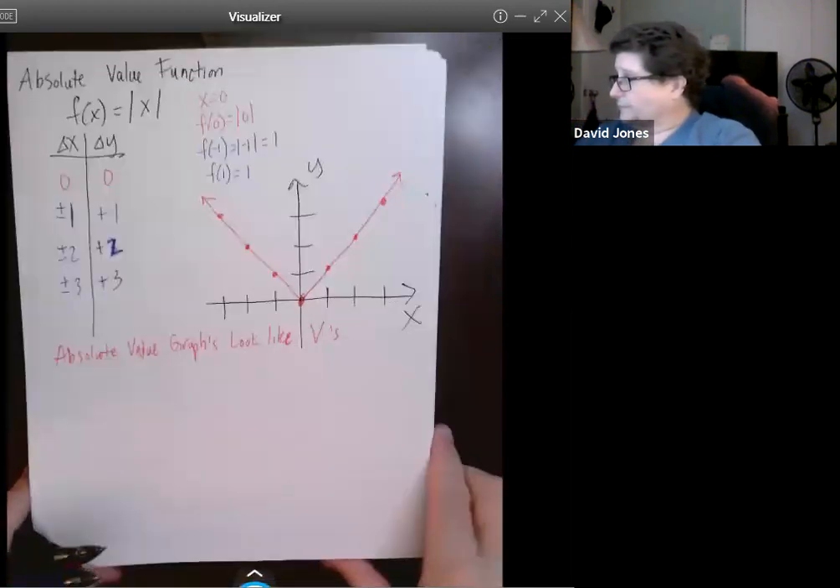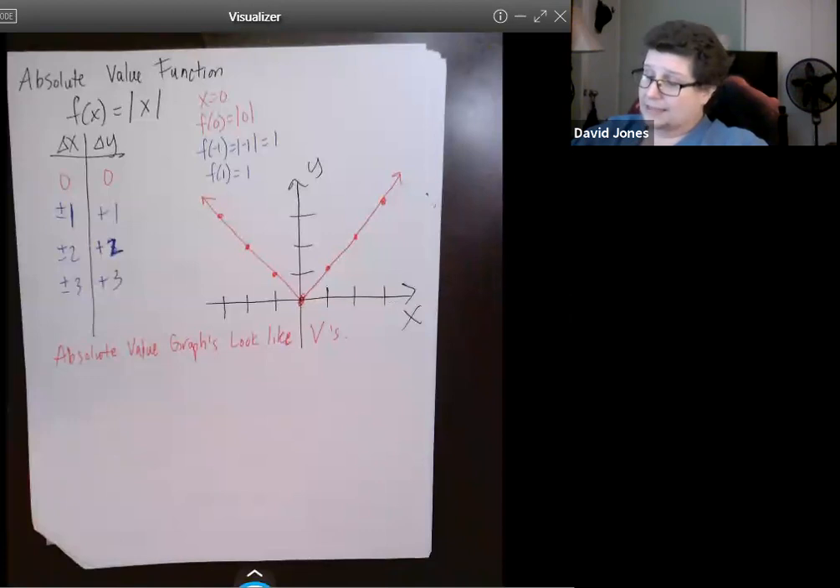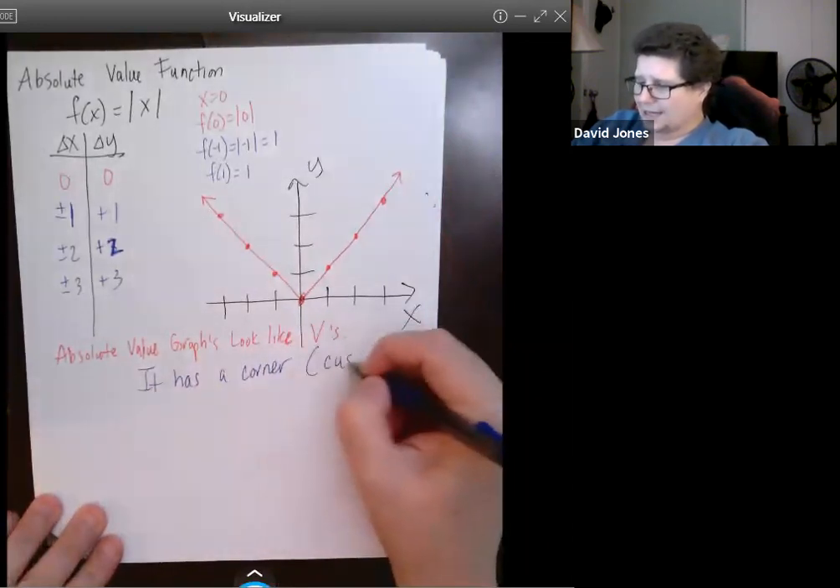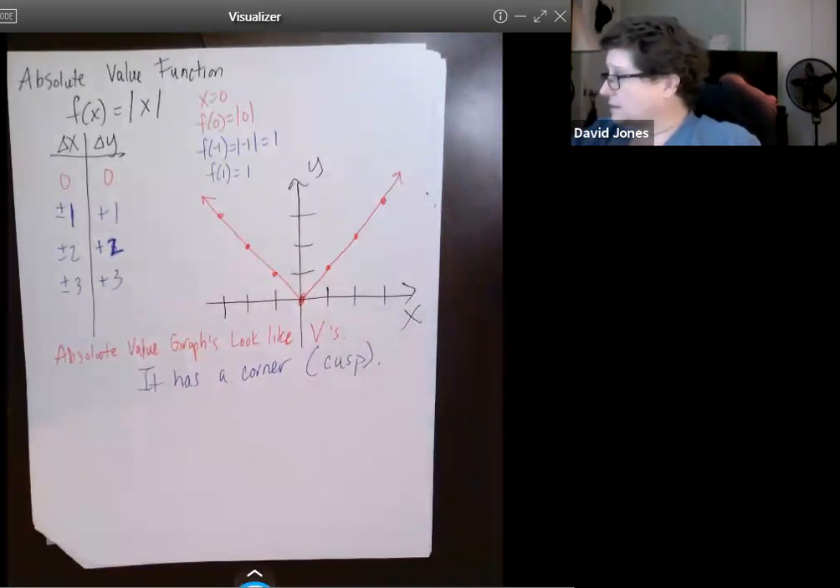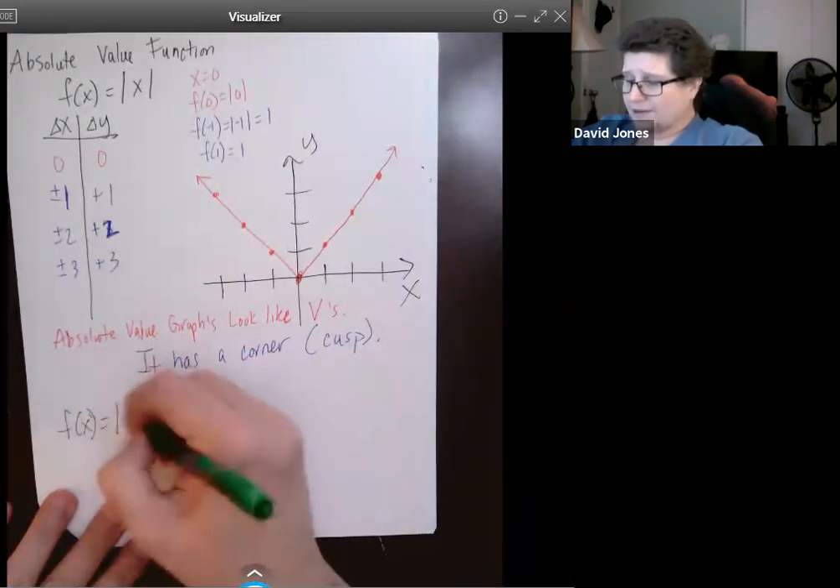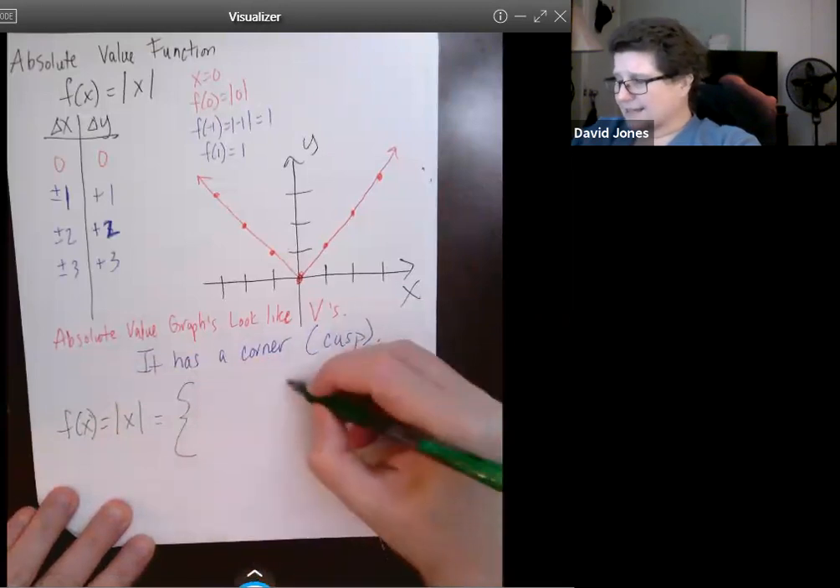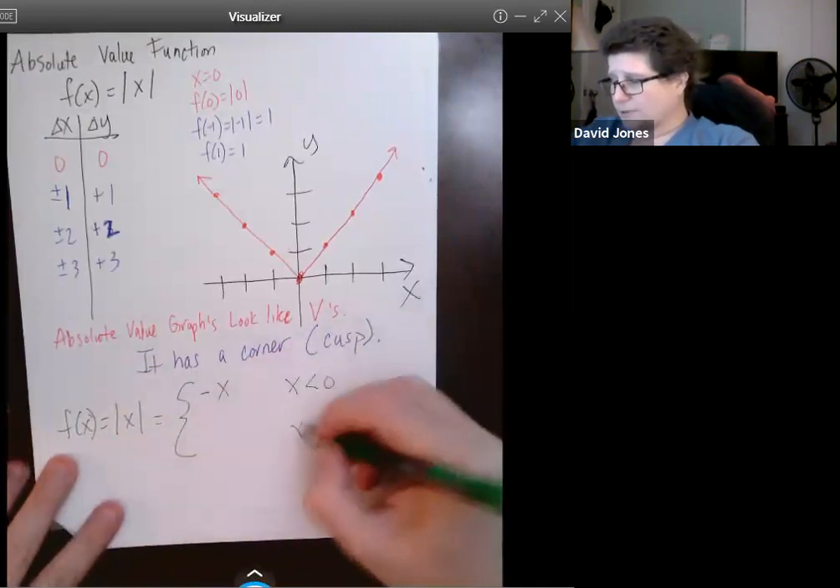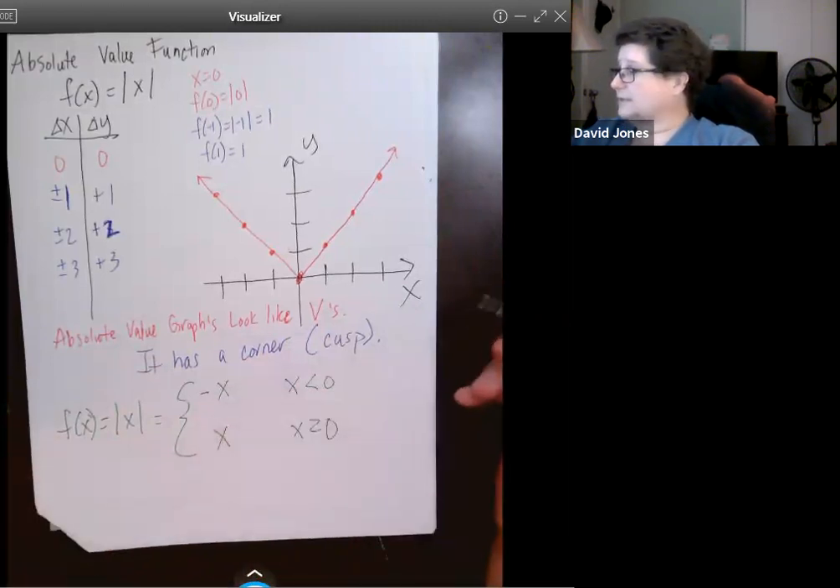All right. And that means it has a corner. The corner is actually called the cusp. And another way of writing this absolute value function, and it's the meaning of absolute value of x: f of x equals the absolute value of x. If x is less than 0, f of x equals negative x. And if x is greater than or equal to 0, f of x just equals x. That's the definition of the absolute value.